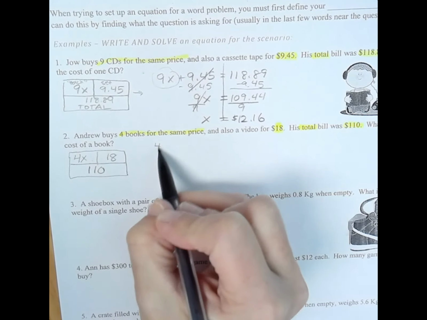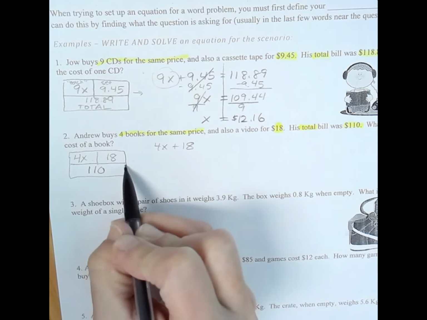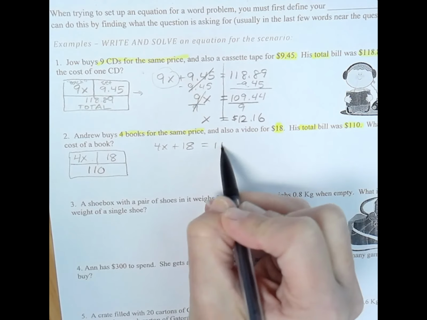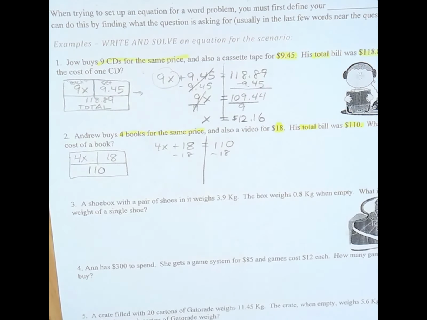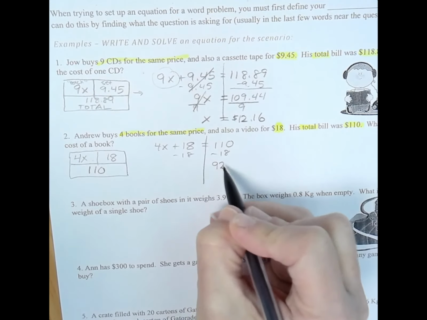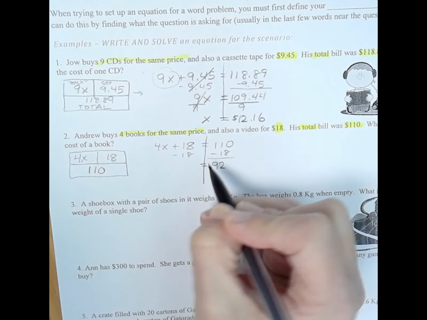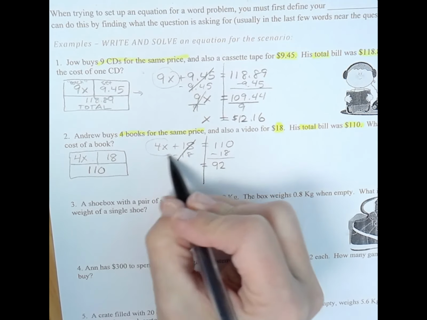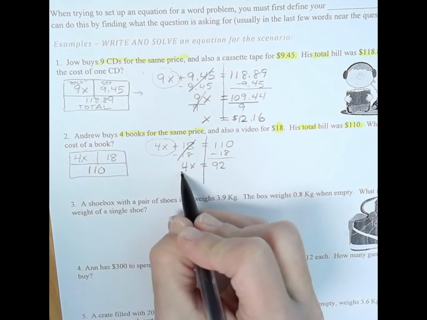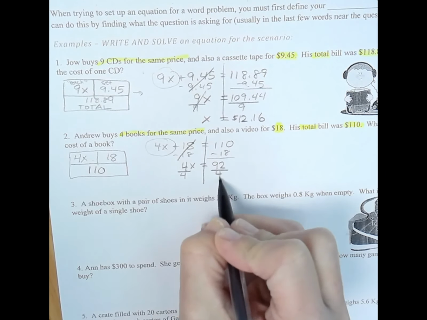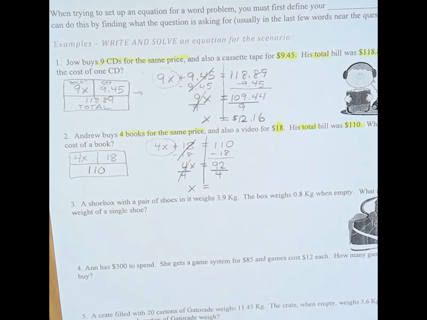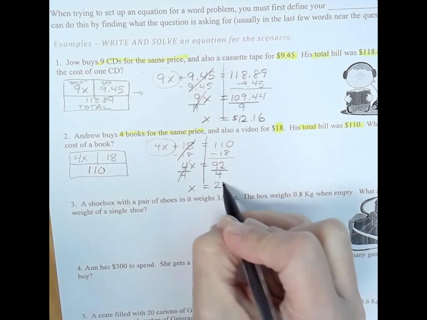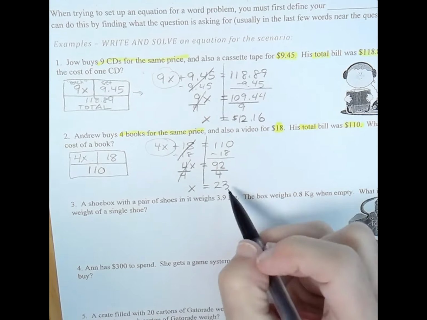These two added together have to equal this total. You can see by the way it's set up. Subtract 18 from both sides. I get 92 on this side. Cancel that, and I'm still left with 4x on this side. And then to get rid of that 4 that's multiplied by x, I want to divide by 4. And I get 23.